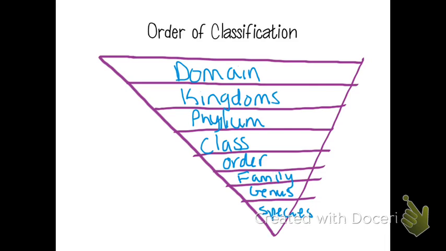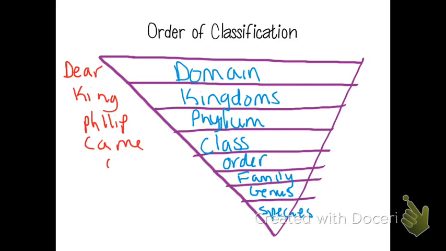And so there's a mnemonic that will help you do this. And I think of it this way. I remember it as Dear King Philip came over for good soup.